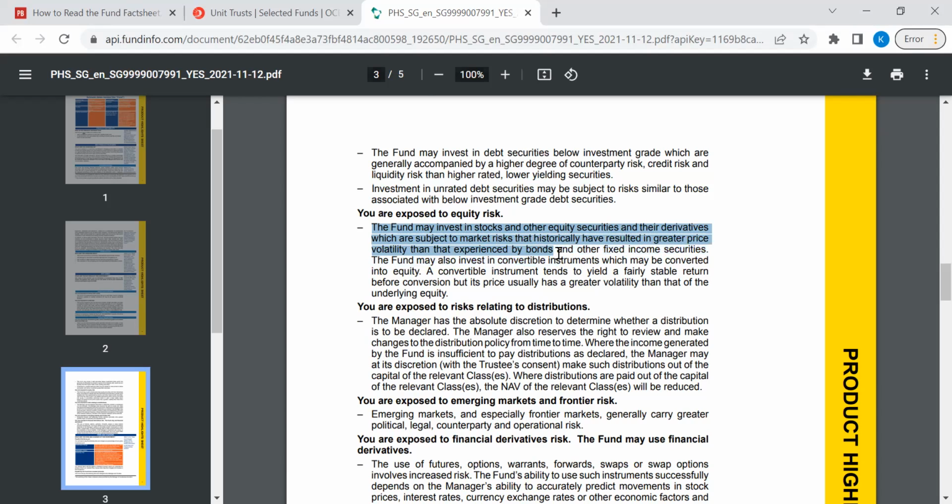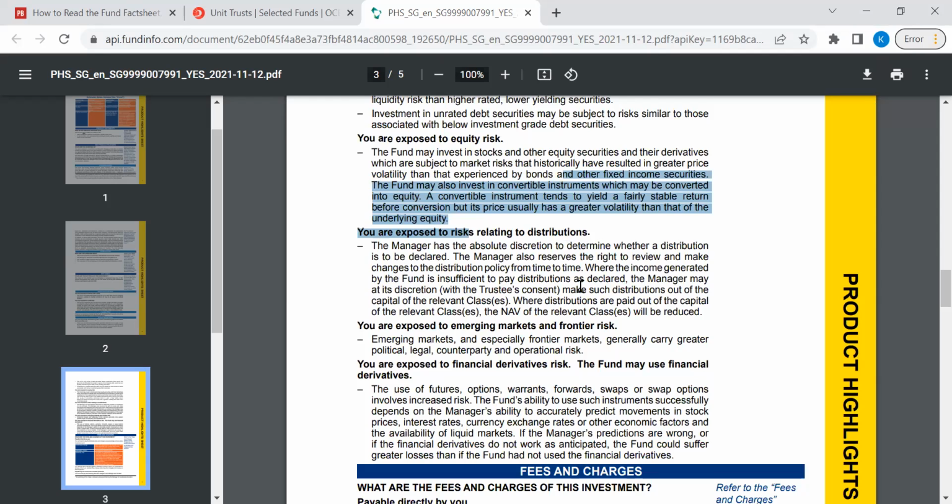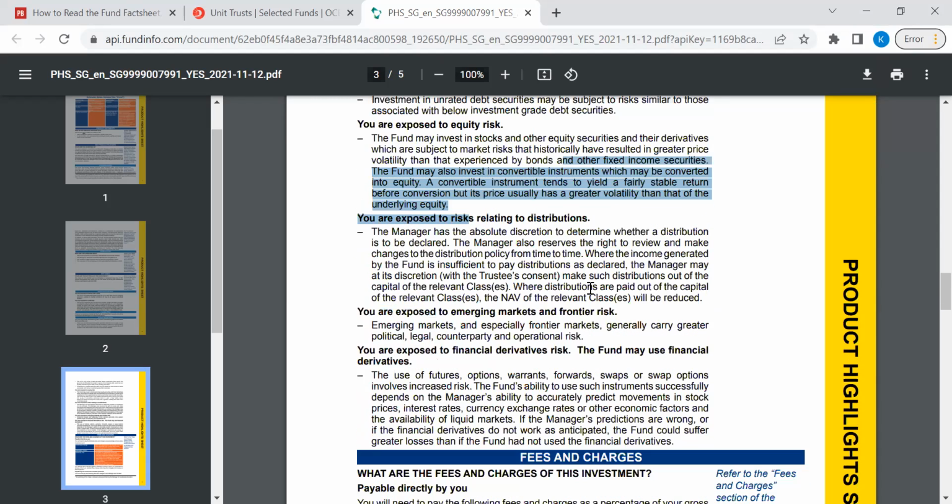So what they're saying is actually stocks are more risky than bonds and other fixed income securities. The fund may also invest in convertible instruments which may be converted into equity, right? A convertible instrument tends to yield a highly stable return before conversion, but its price usually has a greater volatility than that of the underlying equity. So, my lecture is actually focused on financial 101, so more complex terms, I think it's not necessary to include in this video.